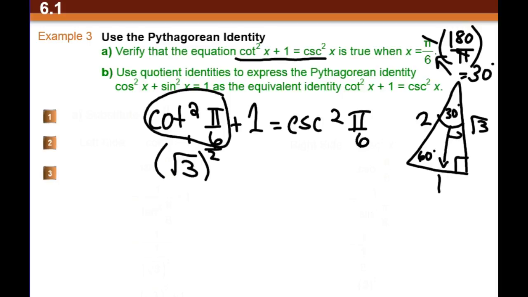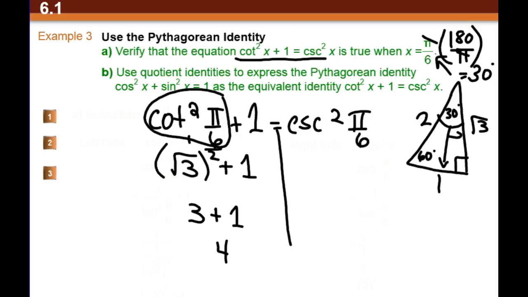And I forgot to throw my pi over 6 over there. So we'll deal with this side and get an answer, and then we'll figure out this side. So we'll go left side, right side. This cotangent squared at 30 degrees: tan was 1 over root 3, so cotangent is root 3 over 1, which we're just writing as root 3. And since it's squared, the square of a root is just going to be 3. We don't want to forget we still have this plus 1 trailing along. So our answer at the end is 4.